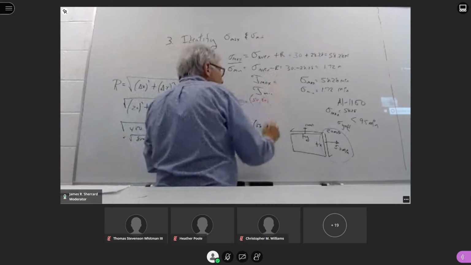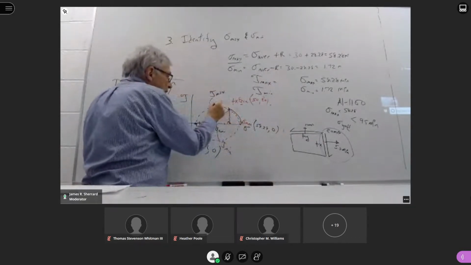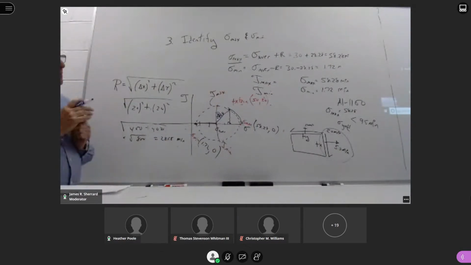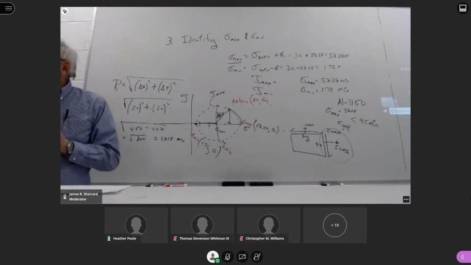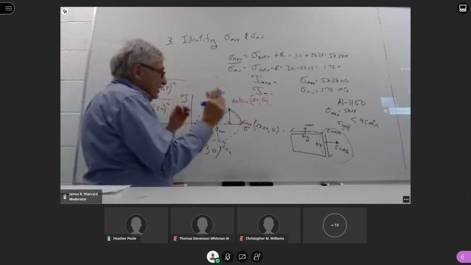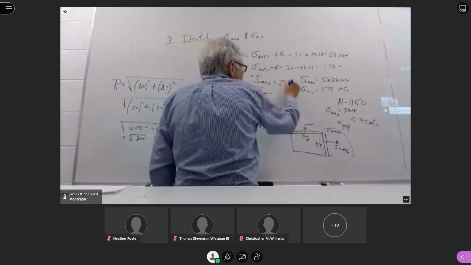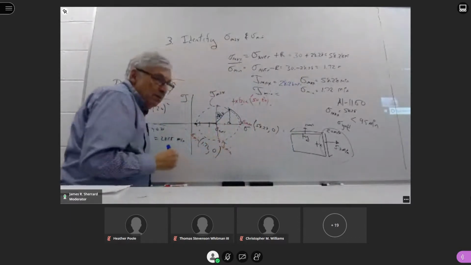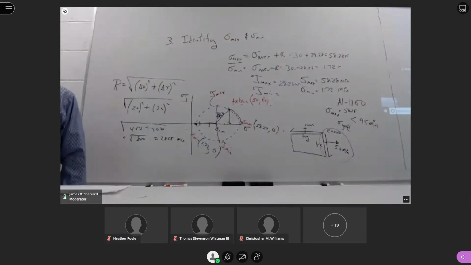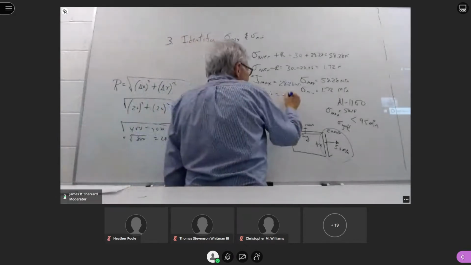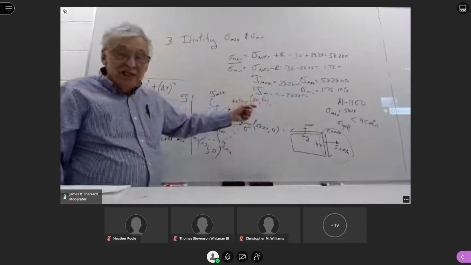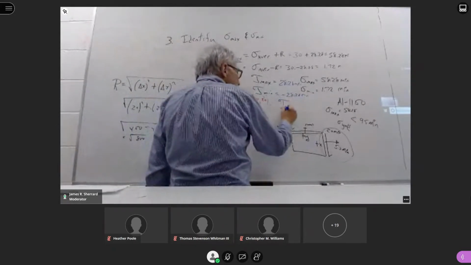what is the tau max value when I rotate this point up to here? What is that value? Well, that is the radius, so 28.28. That's the radius, so it's 28.28 megapascals. How about when I rotated it down here to the minimum value? Negative radius, so negative 28.28. Negative 28.28 megapascals.